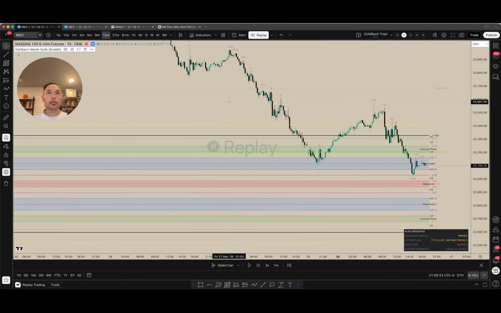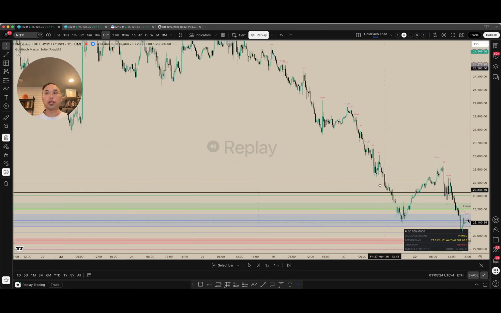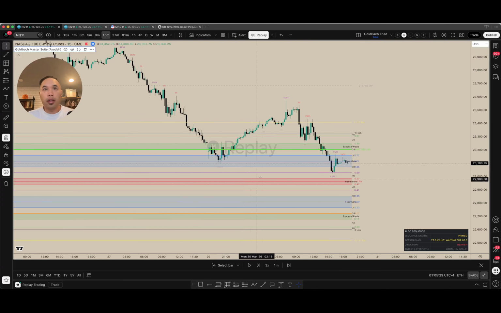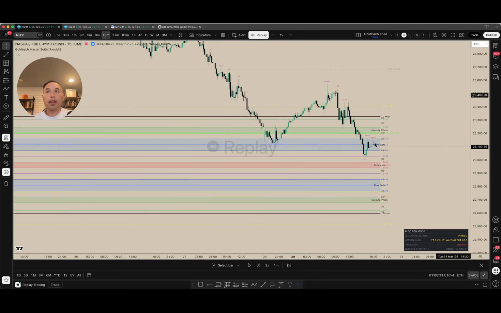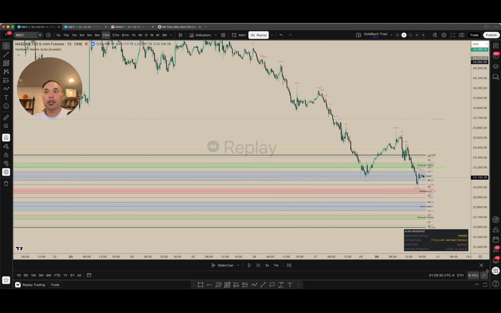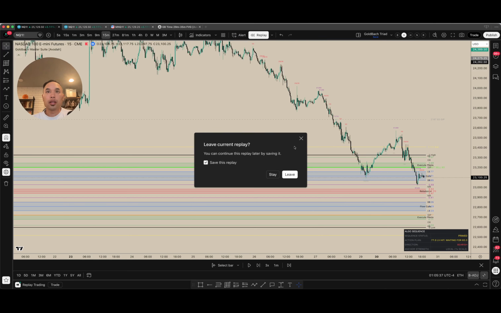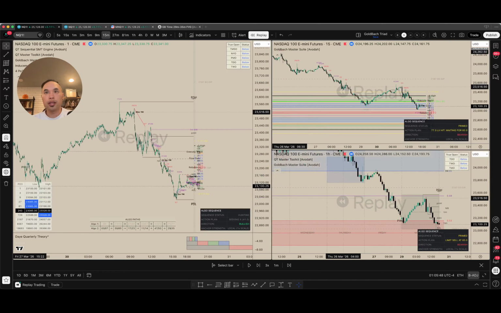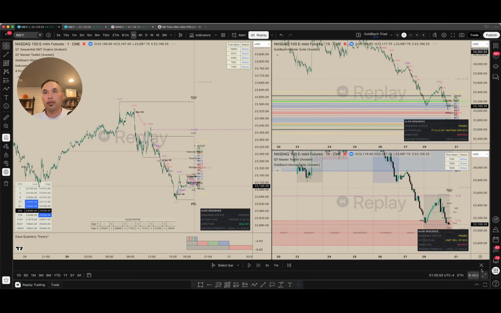Let me go back in time to see. Actually, no, it's fine. We'll look at this. Okay, so we talked about premium discount and how price is delivering. Another thing to understand is market maker models, meaning the left side of the curve and the right side of the curve. What I mean by that for those non-ICT traders is, let's look at this time frame, the hourly.